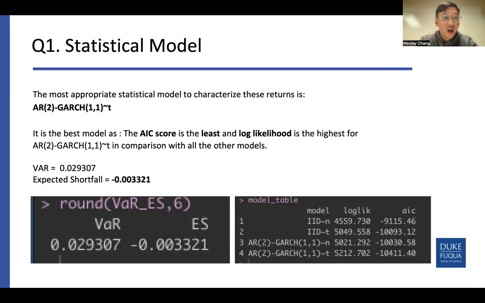And we can see the VaR equals 0.029307, and the expected shortfall is -0.003321. And this is the answer to question 1. Later on, Param is going to talk about question 2.